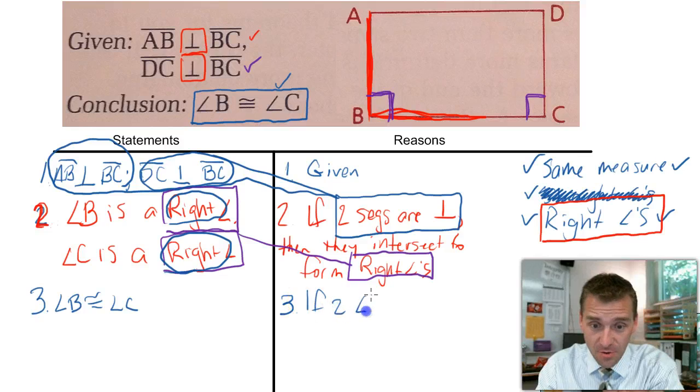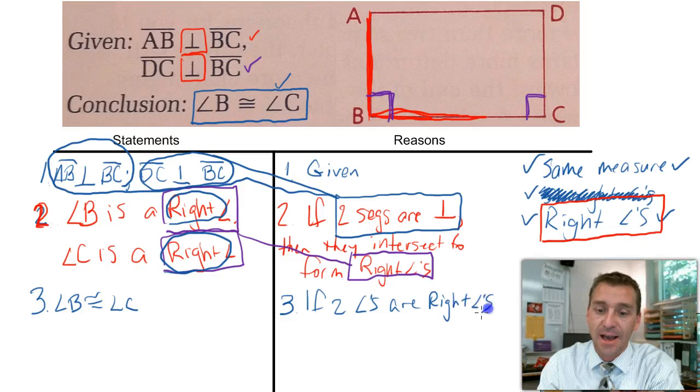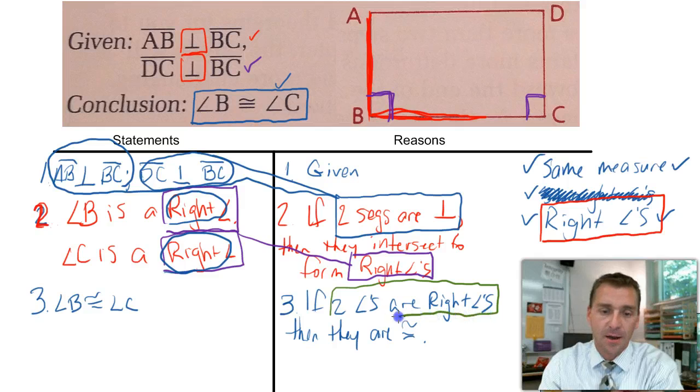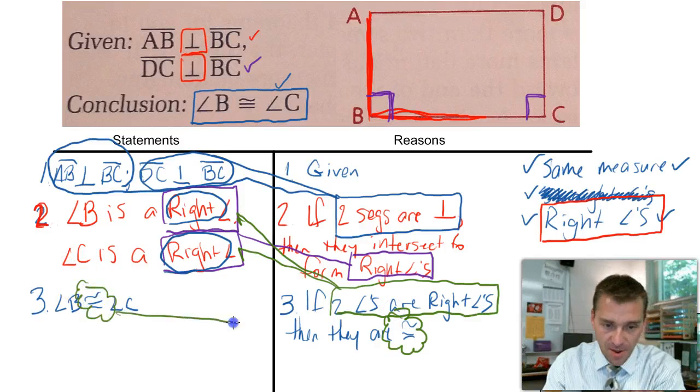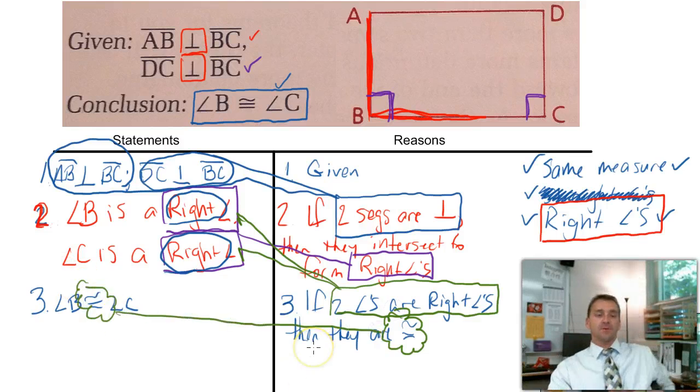If two angles are right angles, this is the theorem, then they are congruent. And again, here we go. We got everything connecting right. I have two angles for sure stated to be right angles. Where? I have it right here, and I have it right there. There's my two angles that are right angles. And I have them stated to be congruent right there. So there's the pieces that connect the way that they're supposed to.